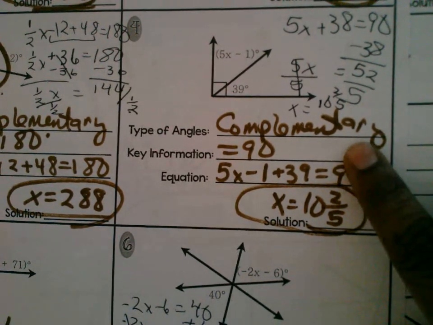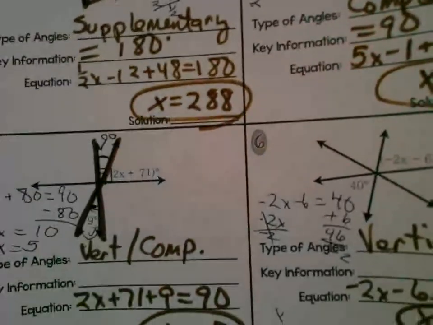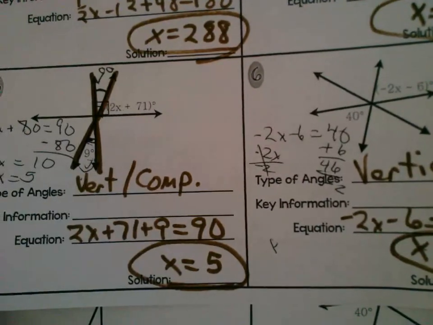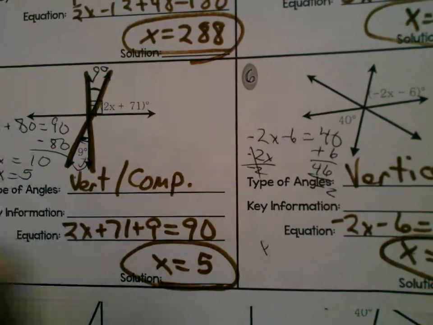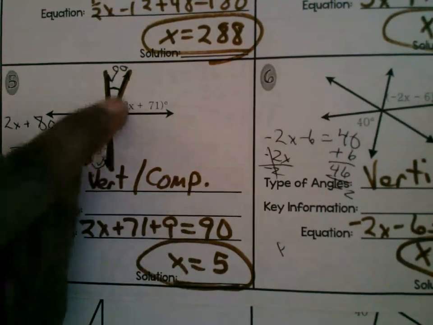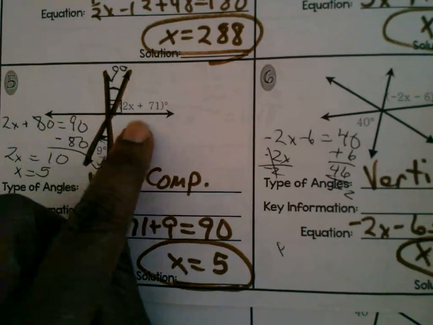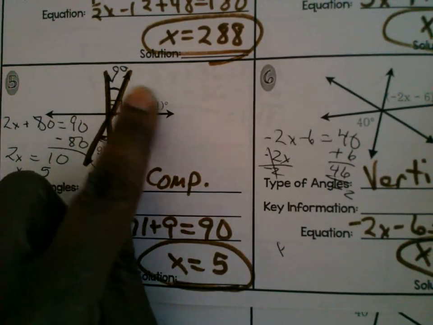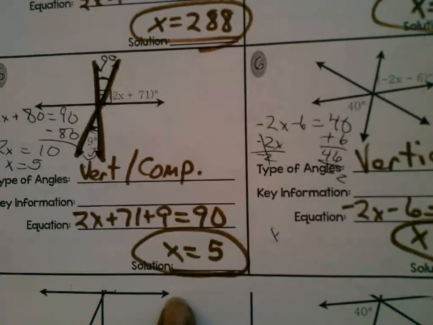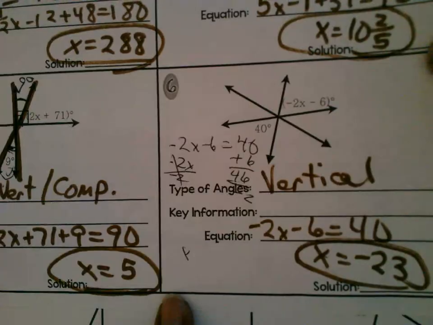Complementary angles, vertical and complementary angles, I got that one right. So is it both or only one? Both. You need the fact that these are vertical to put that this is 9 degrees. And then you need that these are complementary to total it to 90.